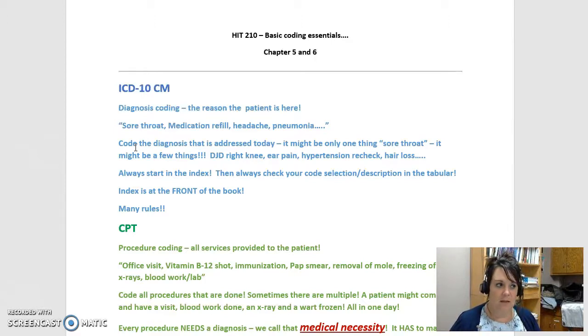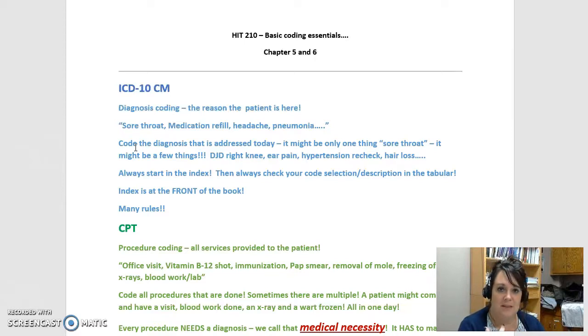Degenerative joint disease of the left knee. Could be a fracture of the left foot. Code the diagnosis that's addressed today in this visit or for this service. I said it might be only one thing. It could just be that the patient has a sore throat and they want to make sure they don't have strep. It might just be one diagnosis. It could be a few things.